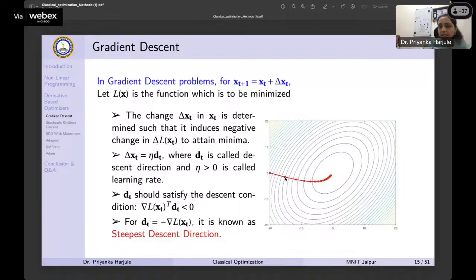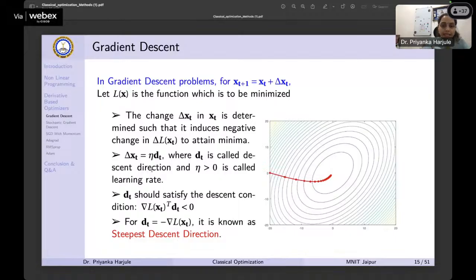And at every point this descent direction is changing and pointing towards the steepest descent, taking us to the minimum point. Okay, so this is the basic base of gradient descent, which forms the foundation of all the other optimizers that we are going to look at in this lecture. In fact, these are the optimizers which are popular for training the neural network.